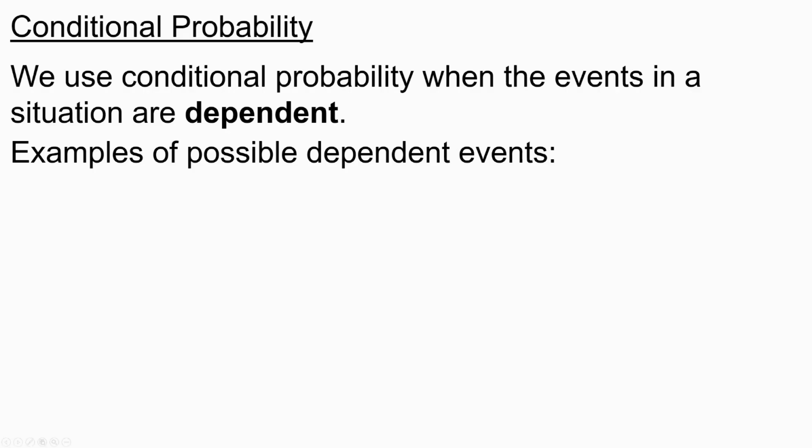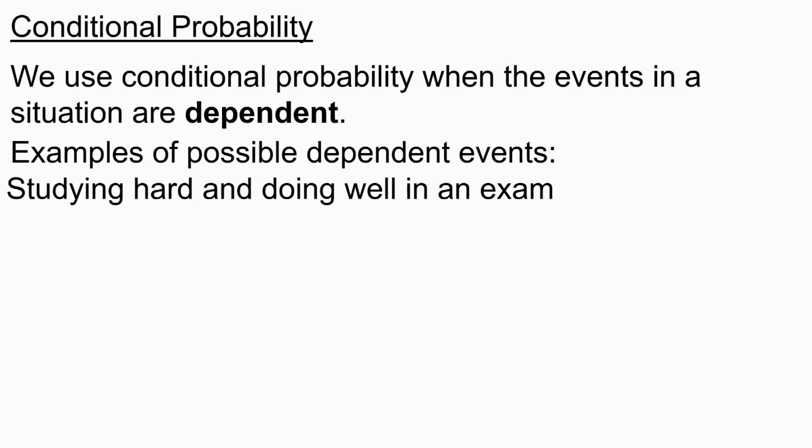Conditional probability is probability when events in the situation are dependent, so they're not independent events as we've seen. Here are some examples of dependent events, which are just events that affect one another. Studying hard and doing well in an exam. If you study hard, it doesn't guarantee you'll do well, but it really improves your chances.